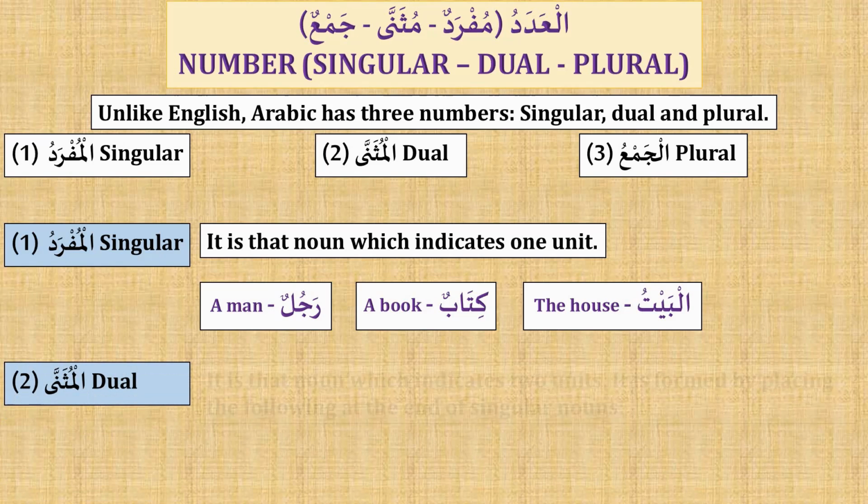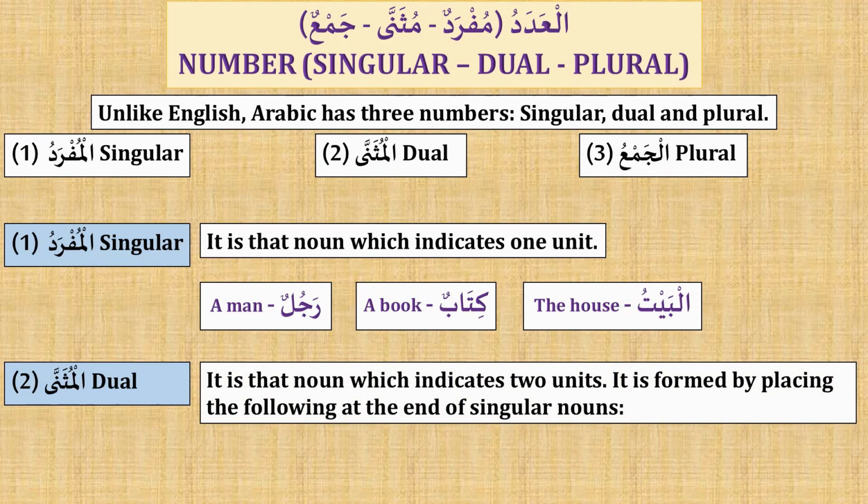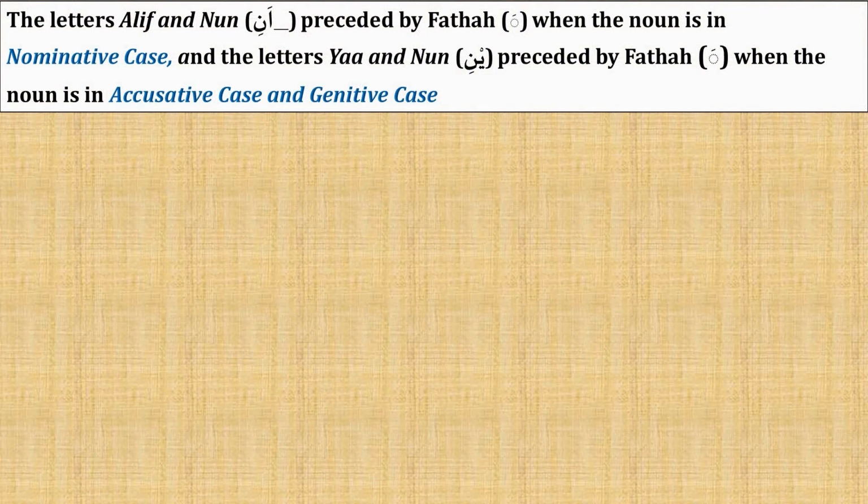Al-muthanna, dual. It is that noun which indicates two units, two objects or two things. It is formed by placing the following at the end of singular nouns. The letters alif and noon, ani, preceded by fatha when the noun is in nominative case, when it is marfu', and the letters ya and noon preceded by fatha when the noun is in accusative case or genitive case, when it is mansub and majroor.